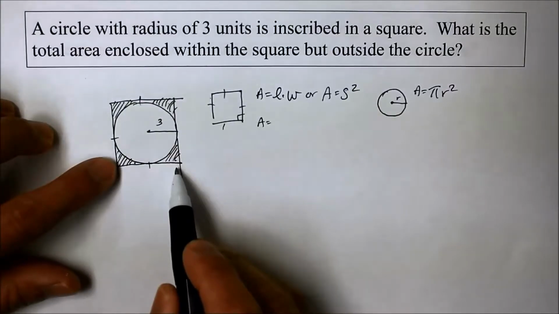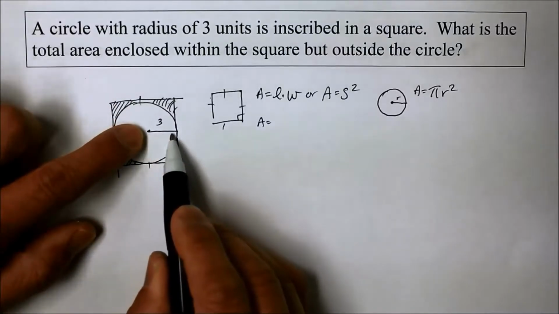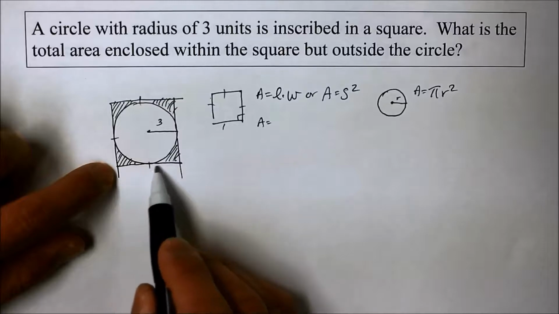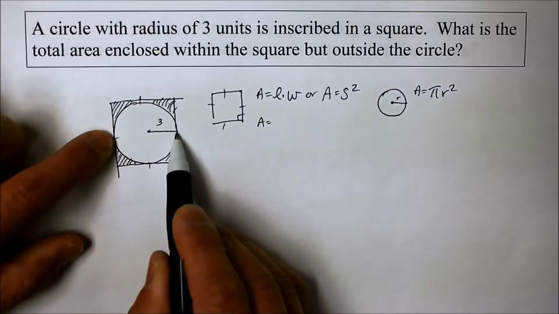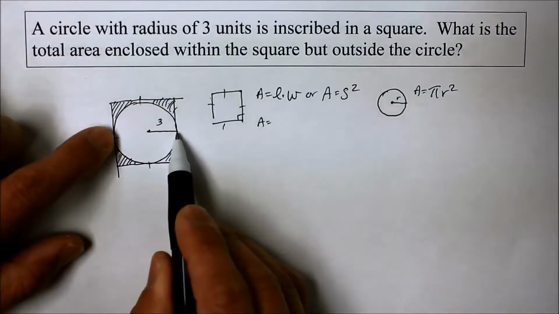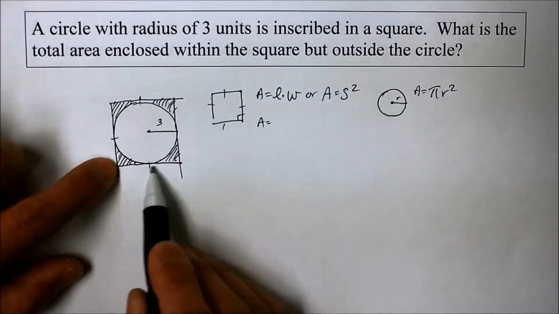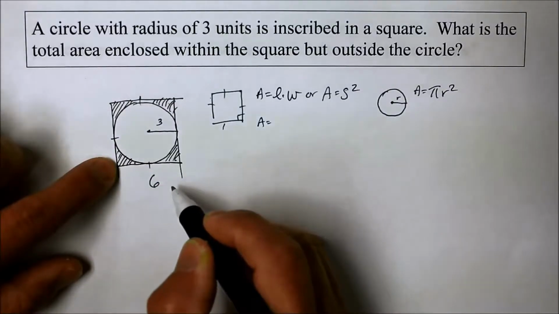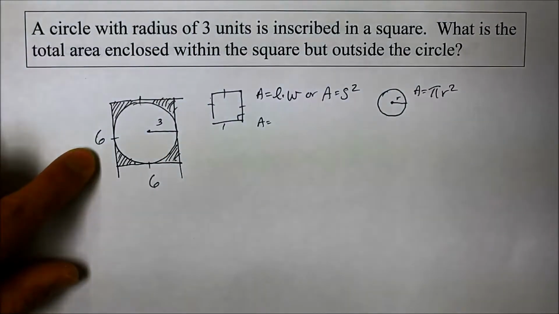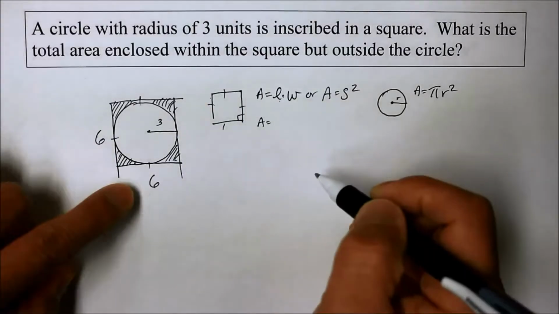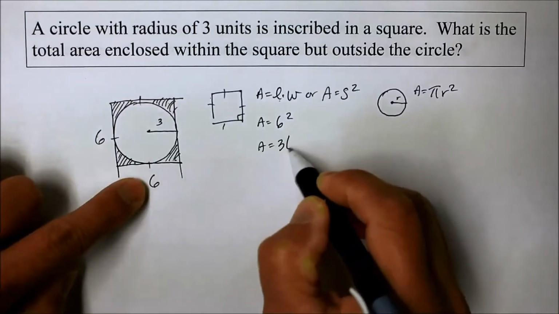So A equals length times width, or side squared. And where will we get that side? Well, I strategically drew my radius horizontally, parallel to the side of the square, so that we could see that the full length, or the diameter, is double the radius. The diameter is the same as the width of that square, which is 6. Since all sides of a square are congruent, this is also 6. So the side squared is simply 6 squared.